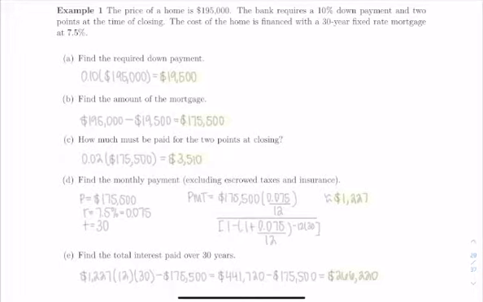The down payment is 10% of the price of the home. So we have 0.10 times our $195,000, which gives me that the down payment is $19,500.